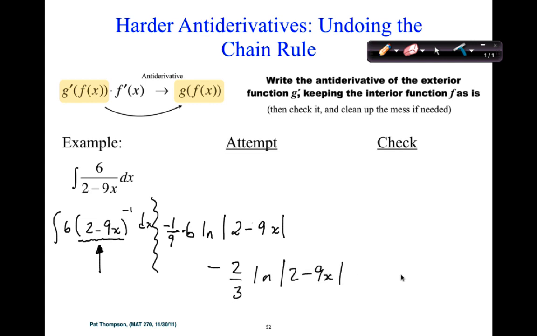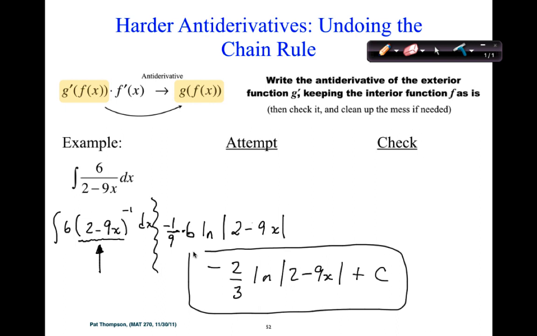Then the minus f of a, we write plus c. So there's our closed form net accumulation function. It gives us the net accumulation of a quantity whose rate is 6 over 2 minus 9x, starting from any value a. Starting from any value a, that's the plus c. All right, did I lose you on this one? Please ask if I lost you.